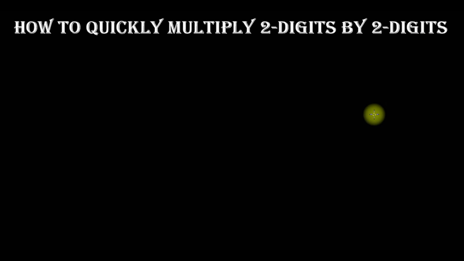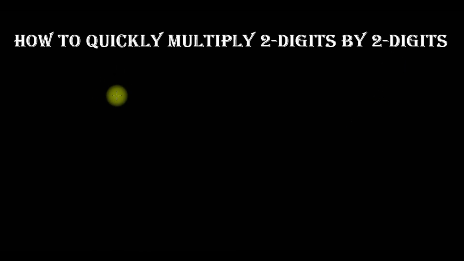In this video, I'm going to show you how to multiply big numbers using strategies that can be done a lot faster than the traditional way. Here's the first one: how to quickly multiply 2 digits by 2 digits.